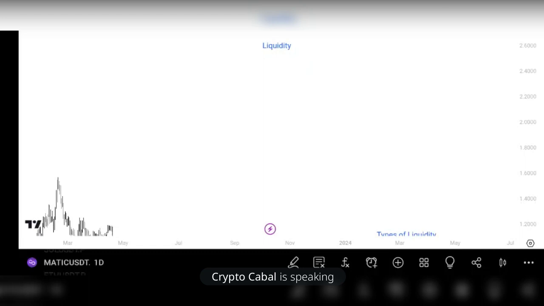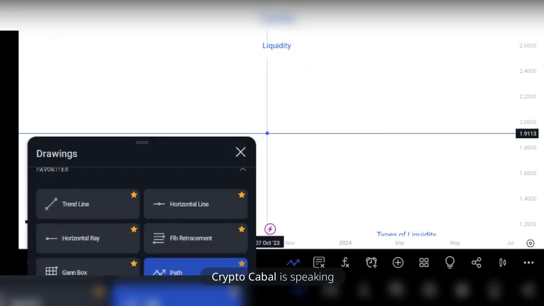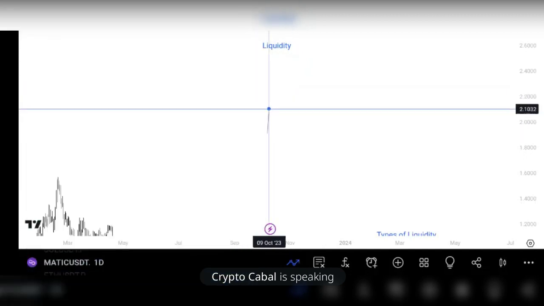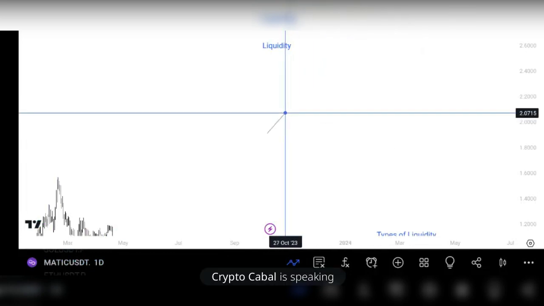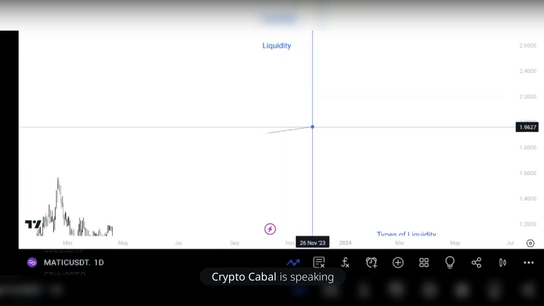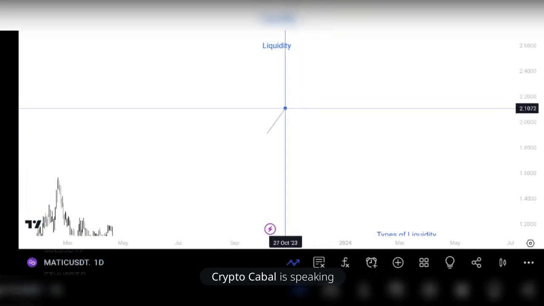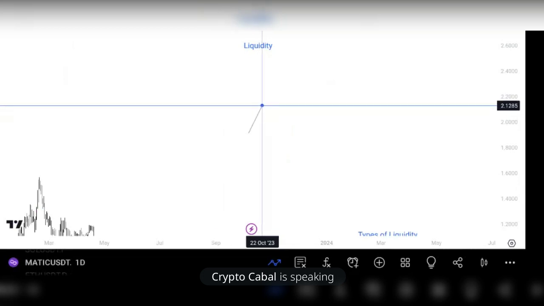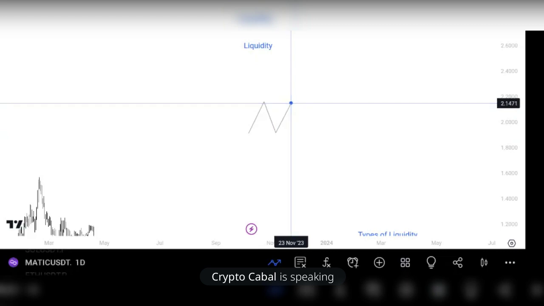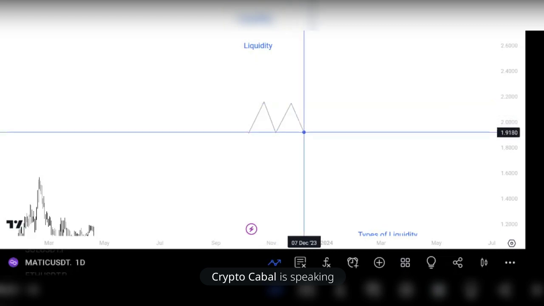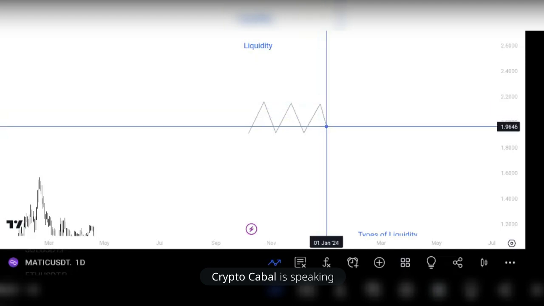Now, when we are talking about static liquidity, you understand the word static. It just means something is at a point, it is not moving. Let's say something is at this point. It just stays at this point. It's not moving downward aggressively. It's not distributing. It's not accumulating. It's just at a point.